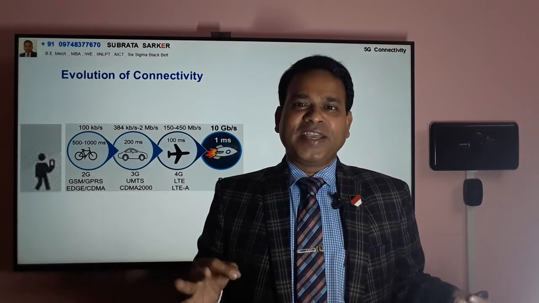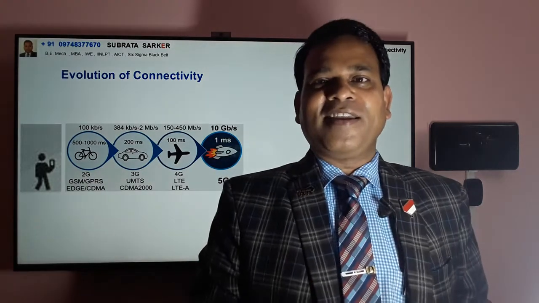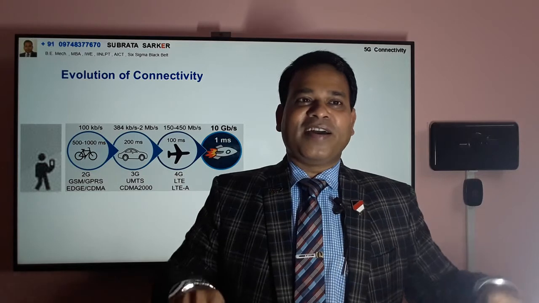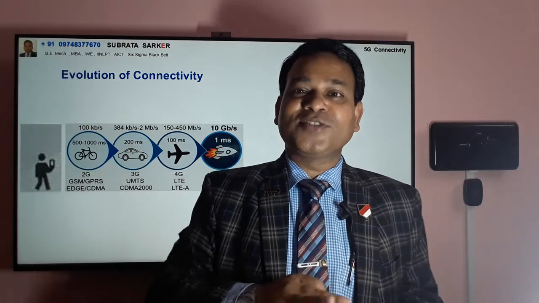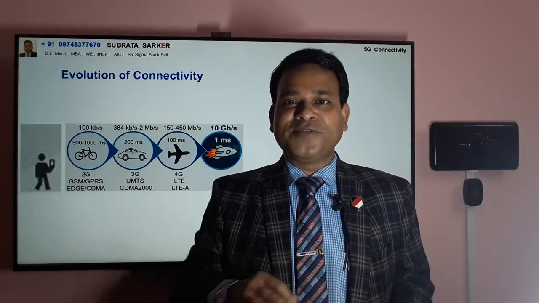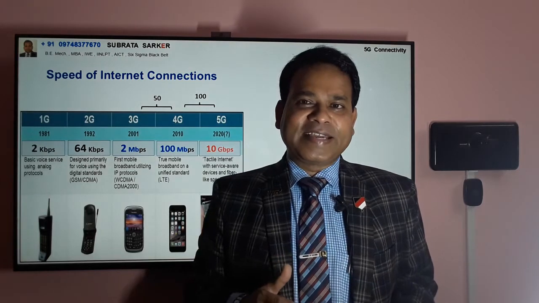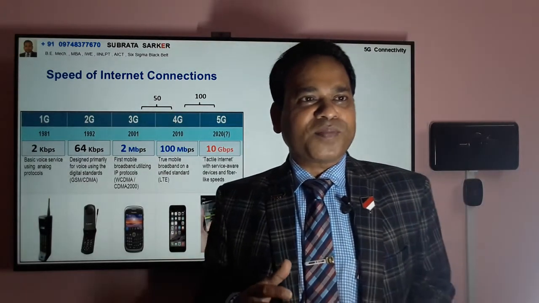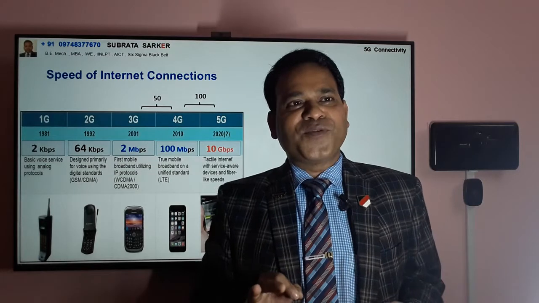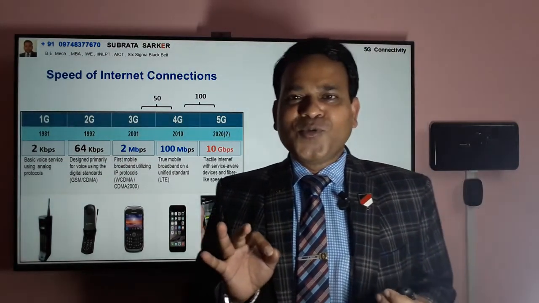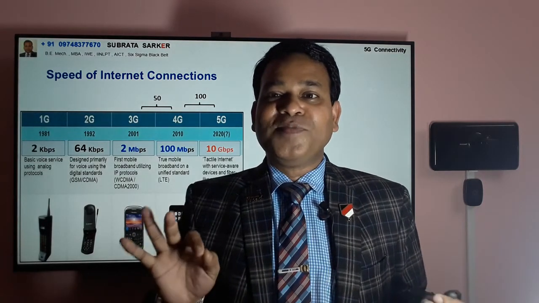If you think that 1G means you are walking, then 2G is going by bicycle, 3G is going by car, 4G is going by Airbus, and 5G is going by rocket. So it is so fast actually. In comparison to 4G, 5G has massively faster internet connections. Technically, here you can see in this chart, 1G is equivalent to 2 kbps, 2G is 64 kbps, 3G is 2 mbps, 4G is 100 mbps, but 5G is 10 gbps.